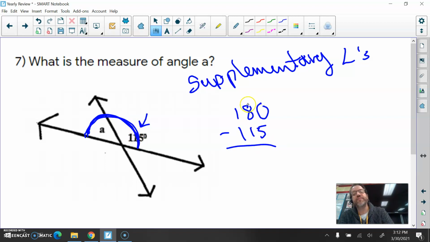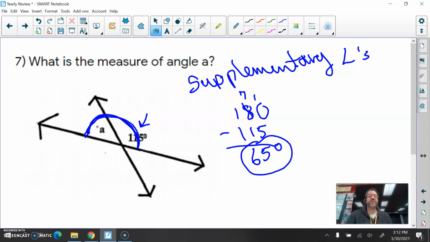Well, make this 8 into a 7. This you can write as 10 then. 10 minus 5 is 5. 7 minus 1 is 6. 1 minus 1 is 0. So it's 65 degrees. Angle A here is 65 degrees. 115 plus 65 does equal 180 degrees because they are supplementary angles.